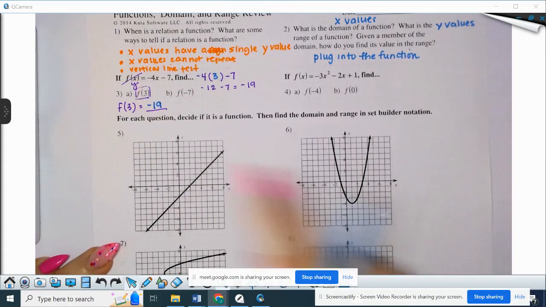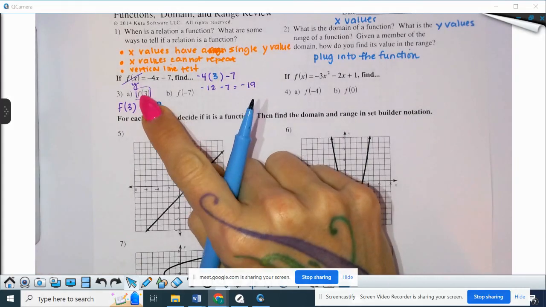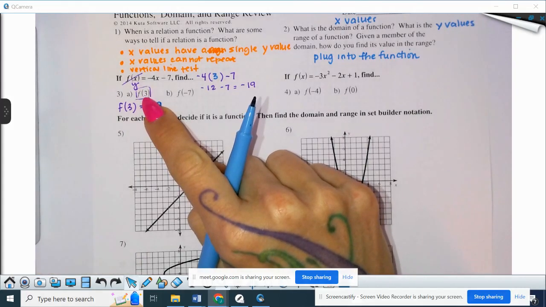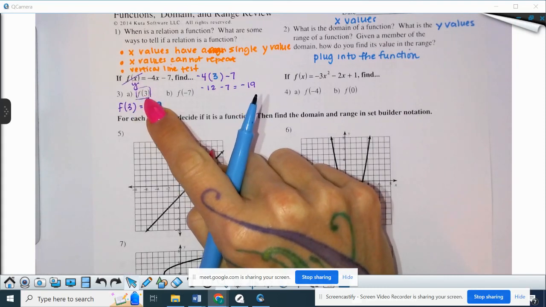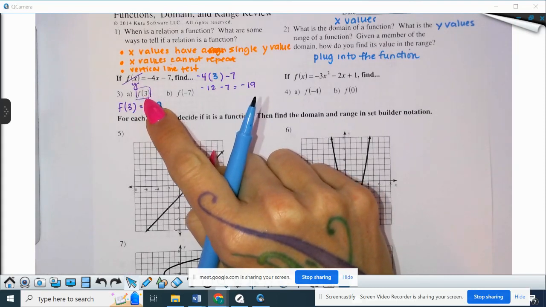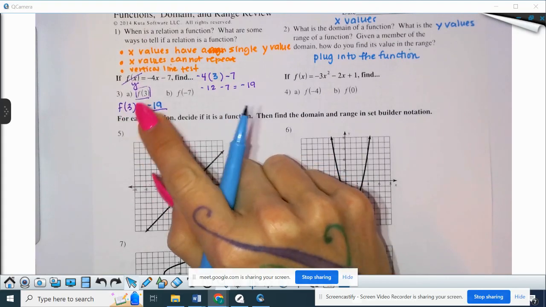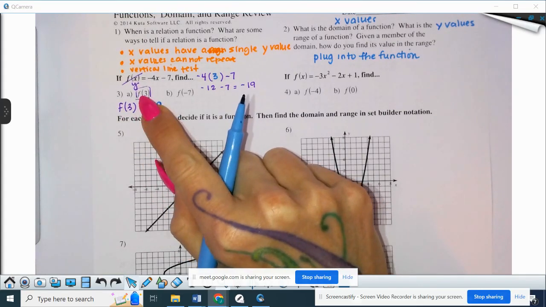A lot of students don't realize that this is a conversational question. It would be, what is y when x is 3? This f of 3 is saying, what is y when x is 3? So y is negative 19 when x is 3.